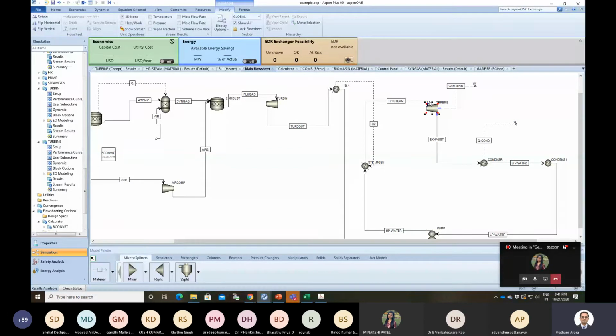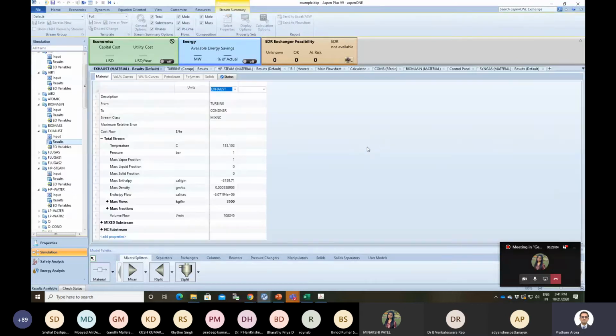And you can play around with the efficiencies, whichever is applicable. And this is a normal cycle. You have the high pressure steam going in, and this is the exhaust, which would be a low pressure steam at around 1 bar and 133 degrees Celsius.